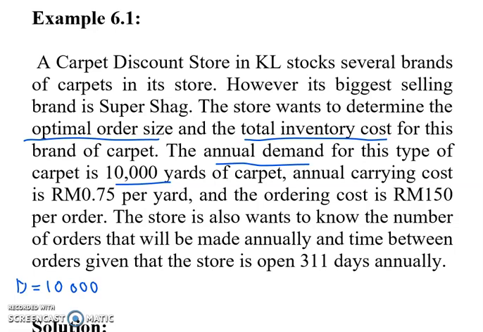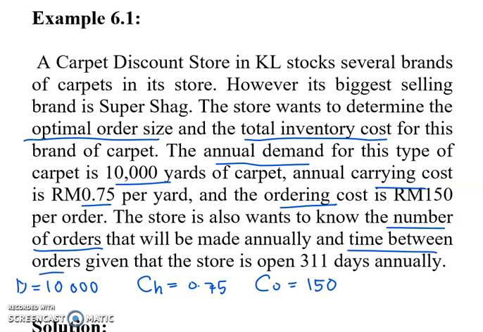And the annual carrying cost is 0.75. For the carrying cost, you can use CC or CH, it's up to you. CH is actually for the holding cost, and this is 0.75. The ordering cost is 150. The store also wants to know the number of orders that will be made annually, and the time between orders. We know that the store opens 311 days annually.